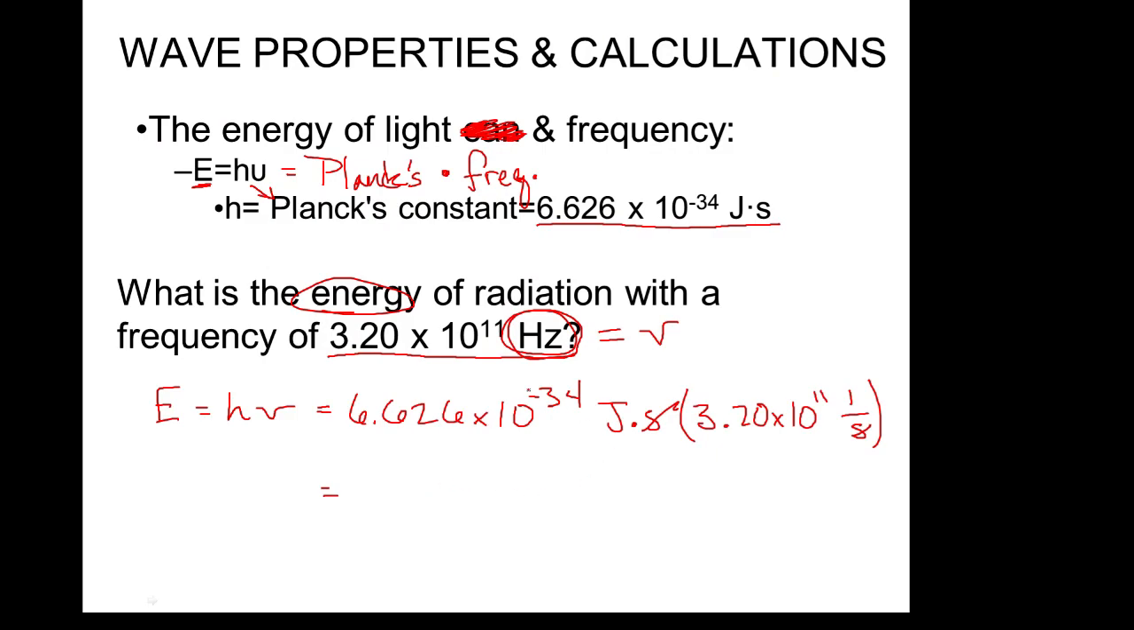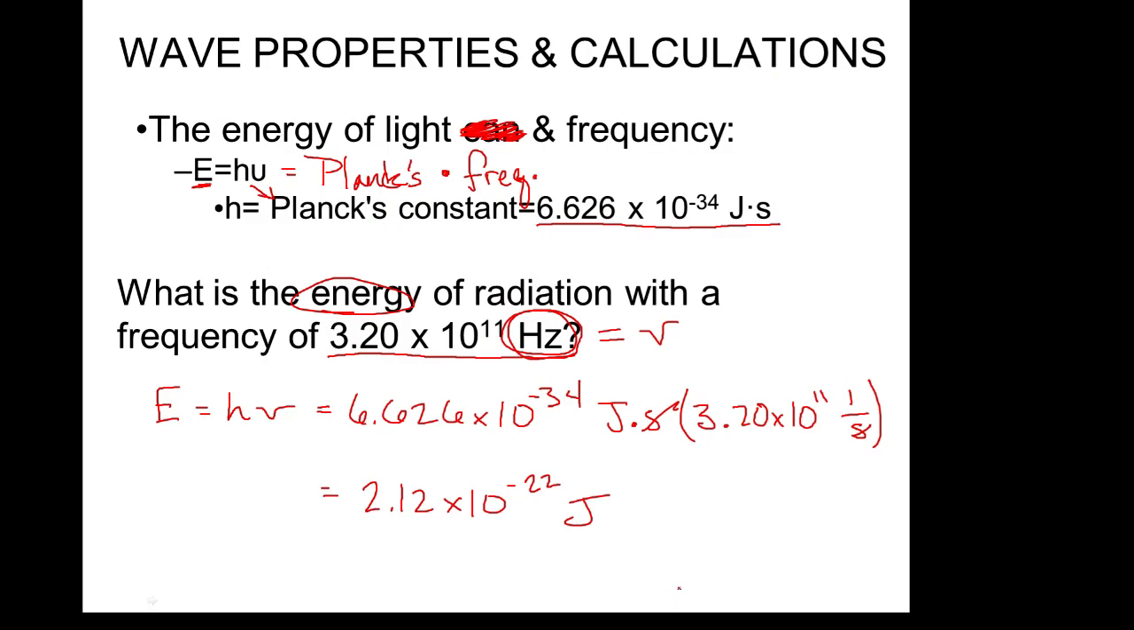So I'll plug this in, 6.626 times 10 to the minus 34th, times 3.2 times 10 to the 11th. We get 2.12 times 10 to the minus 22nd joules. And there you have it.